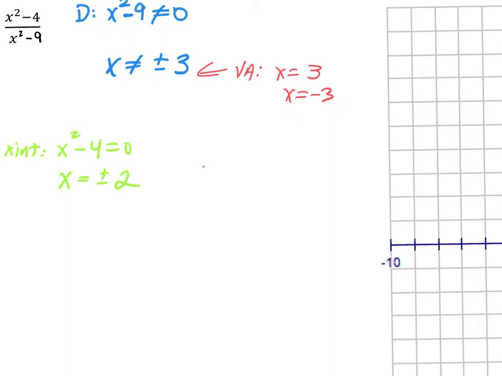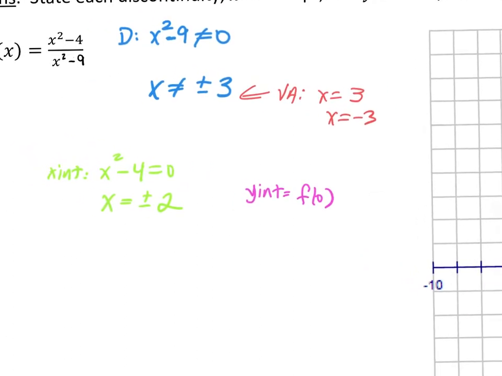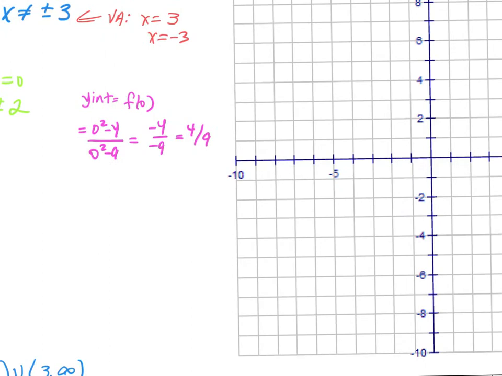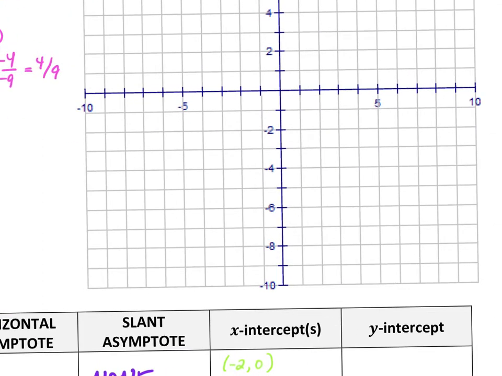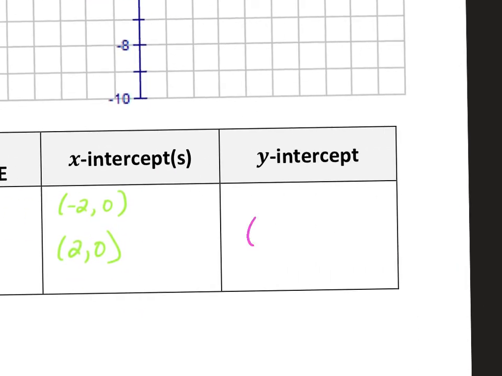How do we find the Y-intercept, ladies and gents? Remind me how to find Y. 0 for x. Plug in, you're going to evaluate f of 0. So we're going to plug in zeros everywhere we see an x. So I have 0 squared minus 4 over 0 squared minus 9. So what does that leave me with? Negative 4 over negative 9, which is 4 over 9. So I have a Y-intercept as an ordered pair. Like a little bit under half. Correct. So x is 0, y is 4/9.